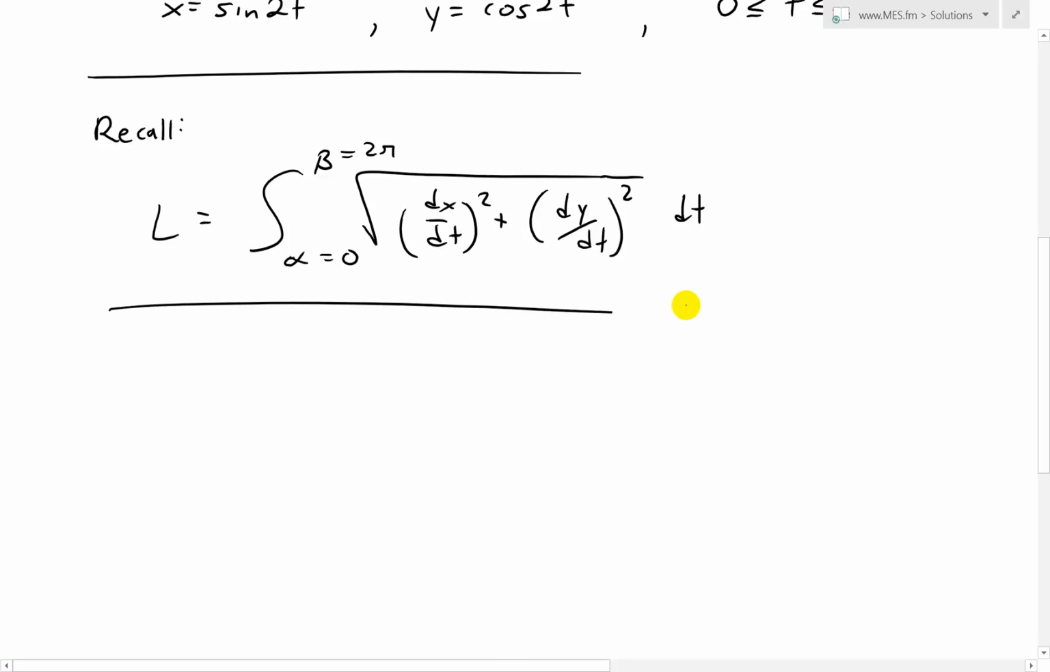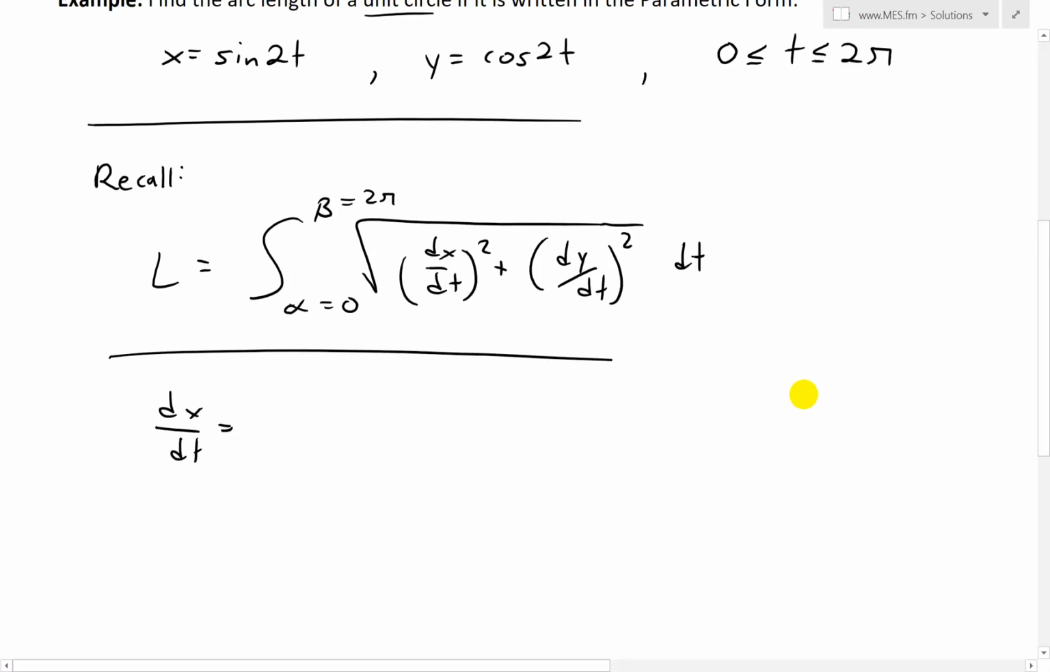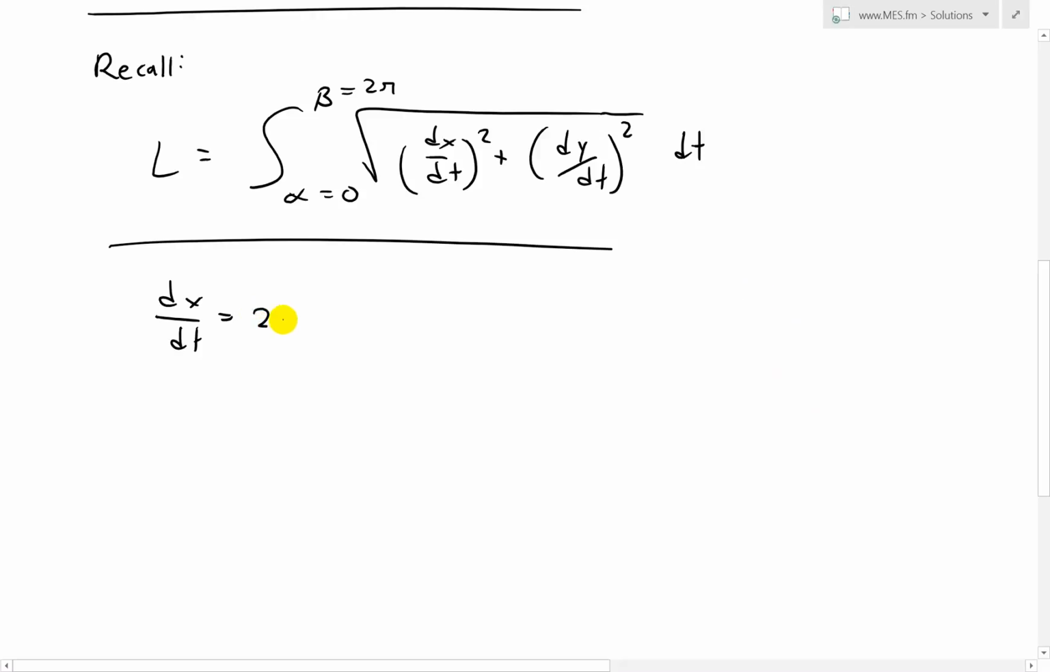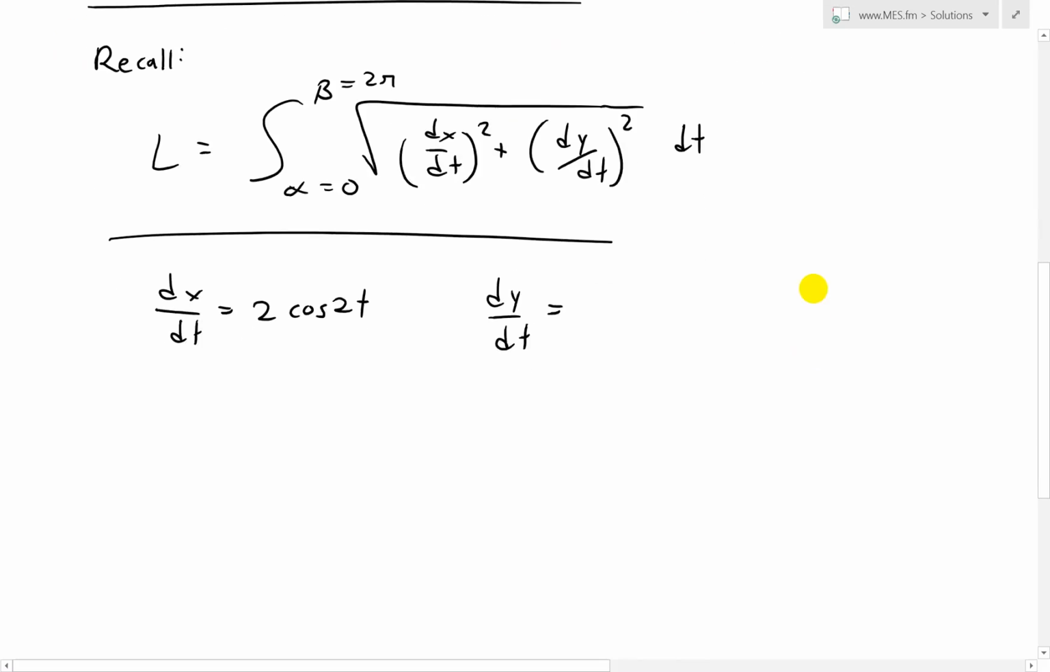Now the dx over dt, we can just solve those. dx over dt is the derivative of this variable, which is going to be cosine 2t, and then using the chain rule, put the 2 in front. So we have 2 cosine 2t. And for dy over dt, this equals the derivative of this one, which is going to be negative sine 2t, and then with the chain rule, put the 2. So this equals negative 2 sine 2t.